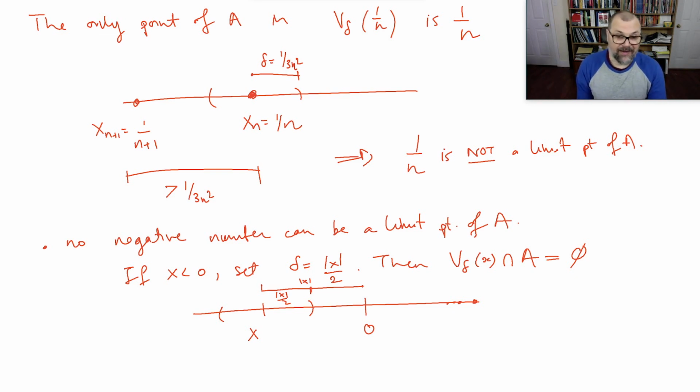And so because every single point in A is positive, and all the 1 over n's are positive, they cannot be in this neighborhood. So we have found a neighborhood around the point x, which contains no point of A, and hence x cannot be a limit point of A. In a very similar manner, if x is greater than 1, then x is not a limit point of A.